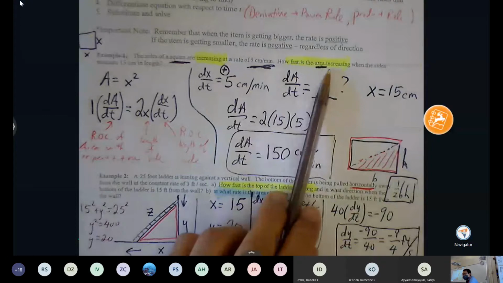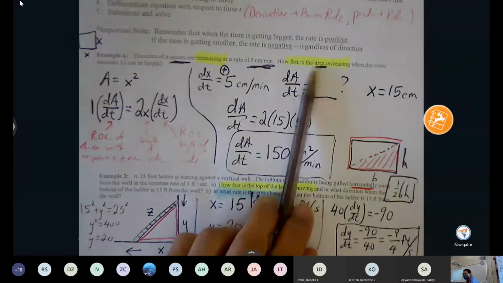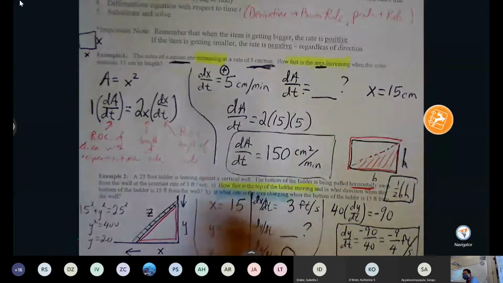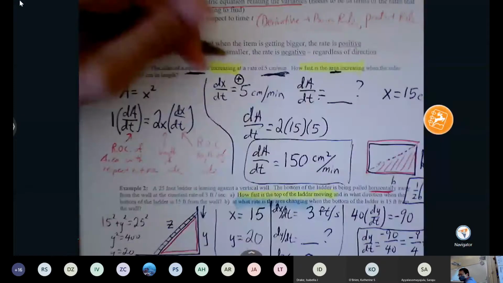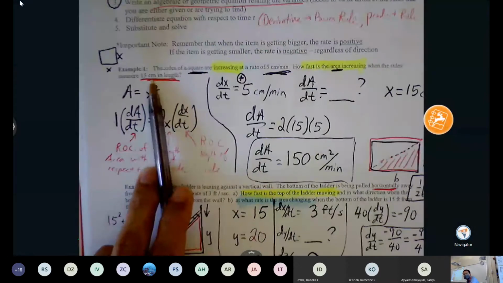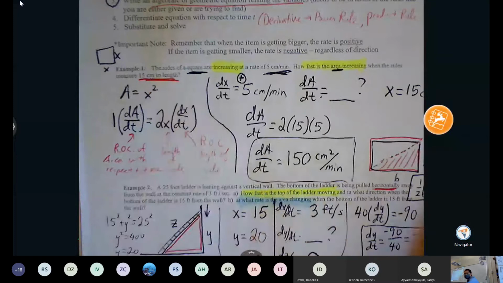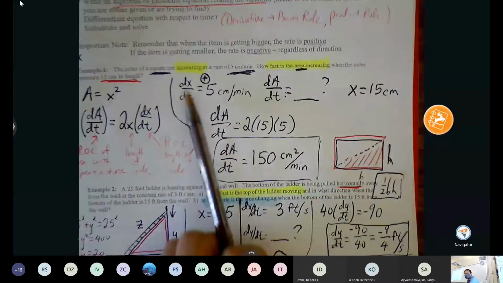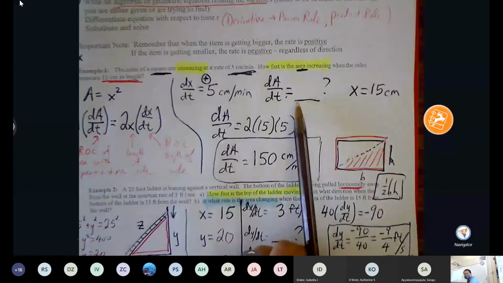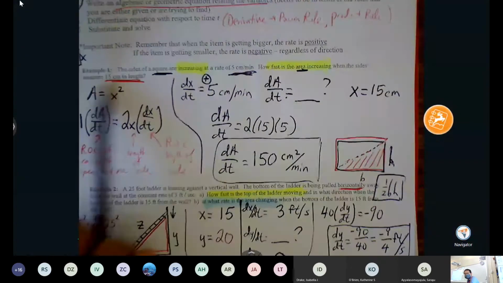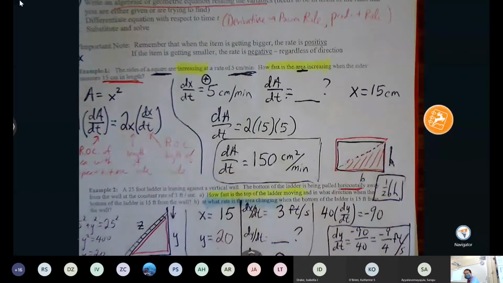How fast is the area increasing? So we're looking for dA dt, that's the unknown, when the side measures 15 centimeters in length. So we know that 15 is a static value. Notice that it just says centimeters, right? There's no time involved. So 15 is just that x. And once you have these two variables figured out and you know you're looking for dA dt, we can now plug into our equation and then solve for dA dt.